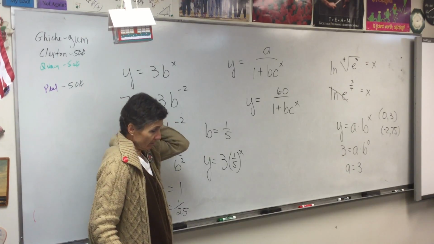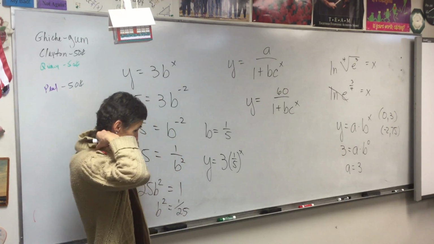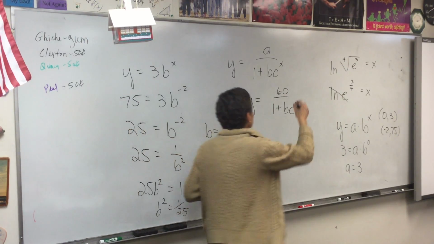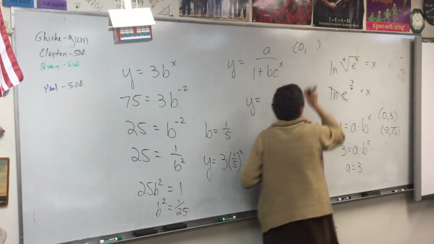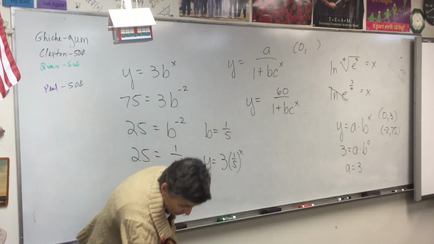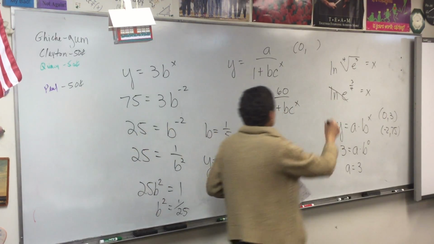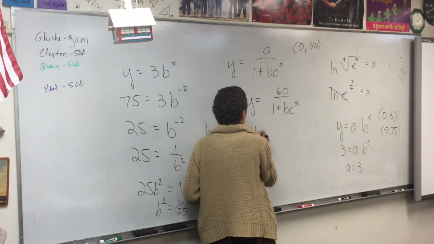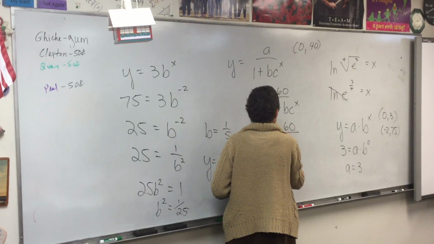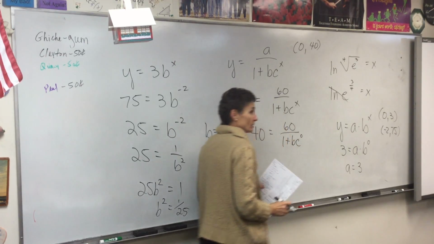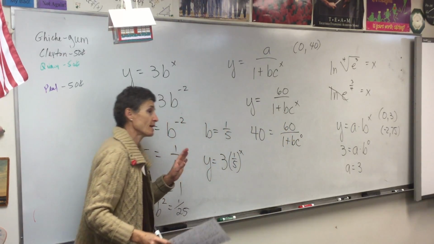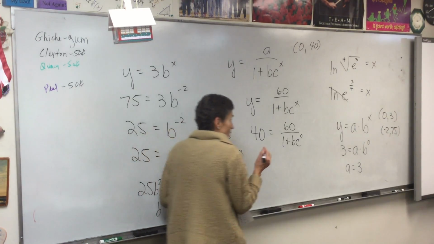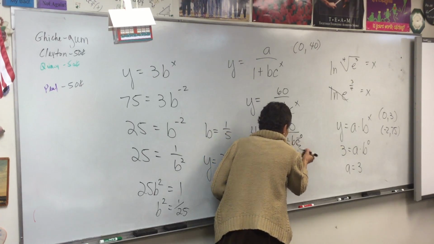So where do we go from here? Initial value. You remember that the initial value is the y-intercept. So it's 0, comma, whatever the initial value is, 40. 0, comma, 40. So I'm going to plug that point in. 40 equals 60 over 1 plus bc to the 0. And just like with the exponential, the beauty of that is, what? That is gone.